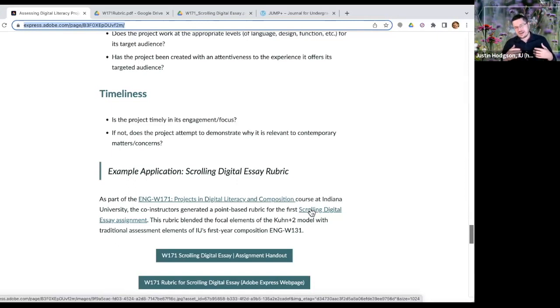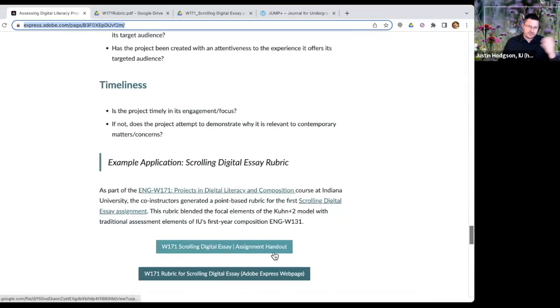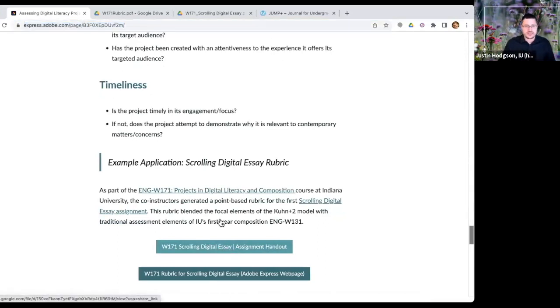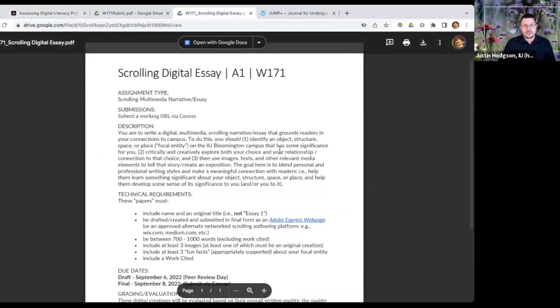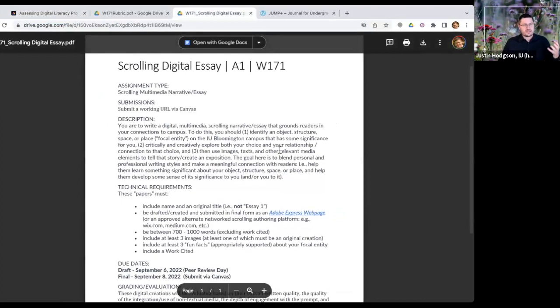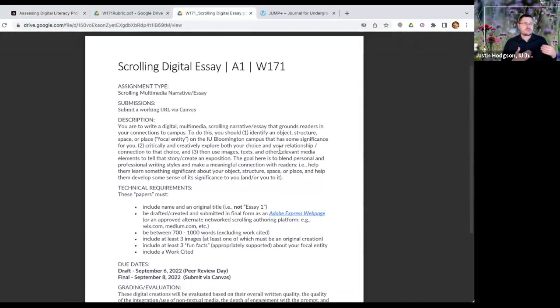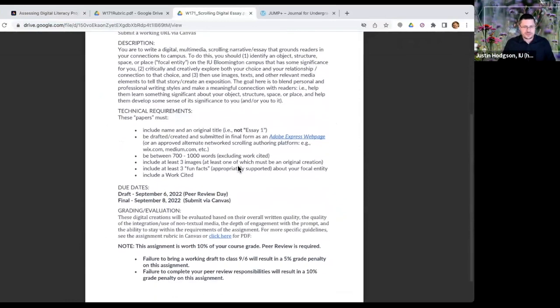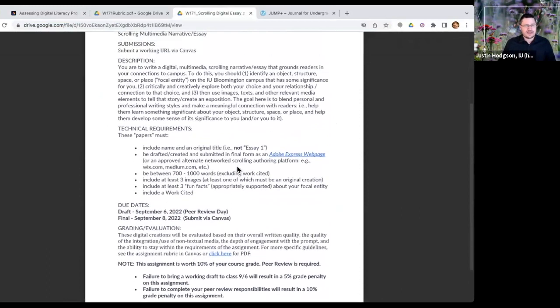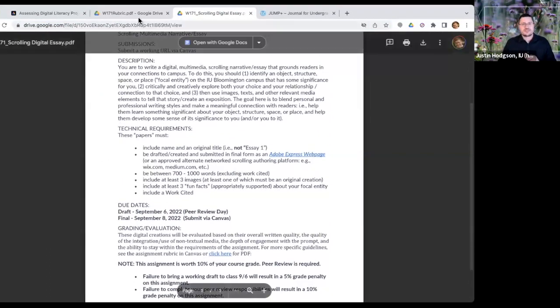So together, we had this first essay. It's called the Scrolling Digital Essay. And you can click here, I can show you. Basically, they had to use an Adobe Express webpage to create a scrolling digital essay about something that was meaningful to them on campus. And there's the assignment. Feel free to use it however you see fit. It breaks down all the parts, all the expectations.